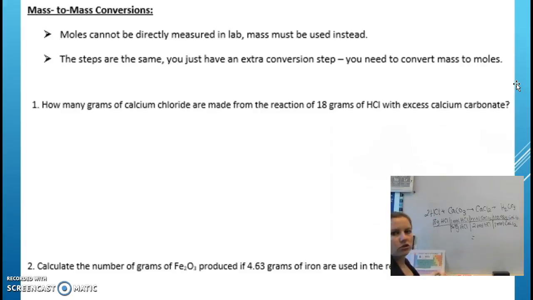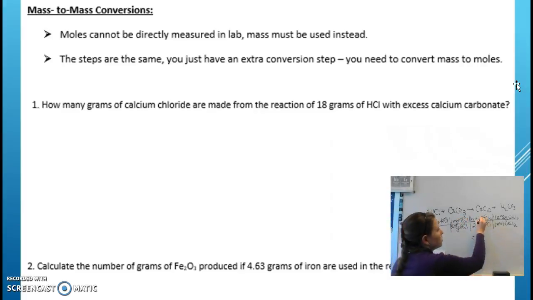Okay. So now as you look back through your work, everything should cancel like in the other unit. So grams of HCl is going to cancel here. Moles of HCl will cancel. Moles of CaCl2. We're going to be left with grams of CaCl2. So when you do this calculation, you should get around 27.4 grams of CaCl2.